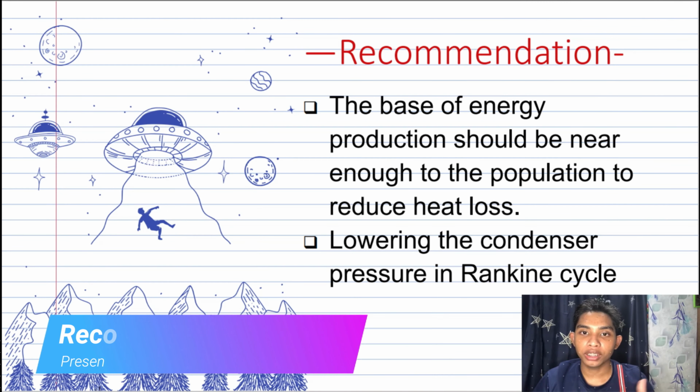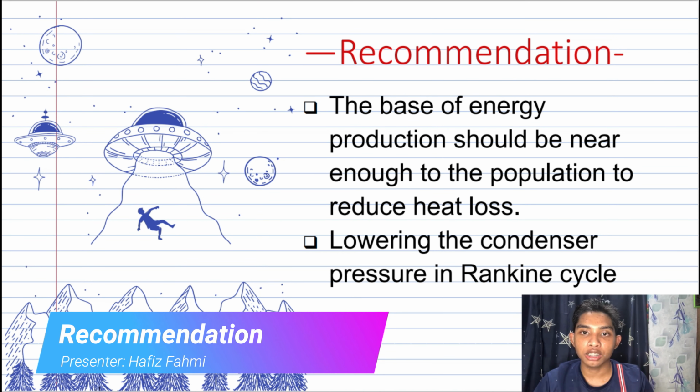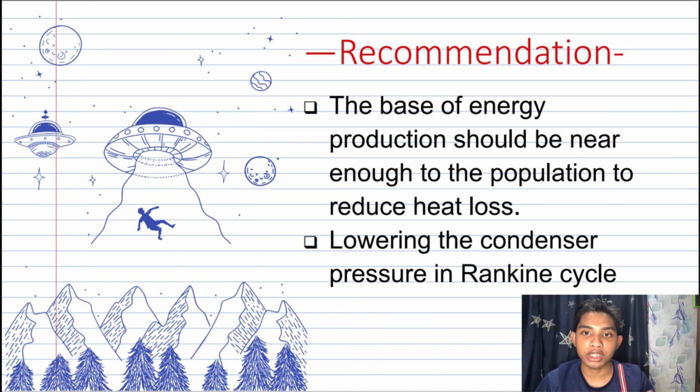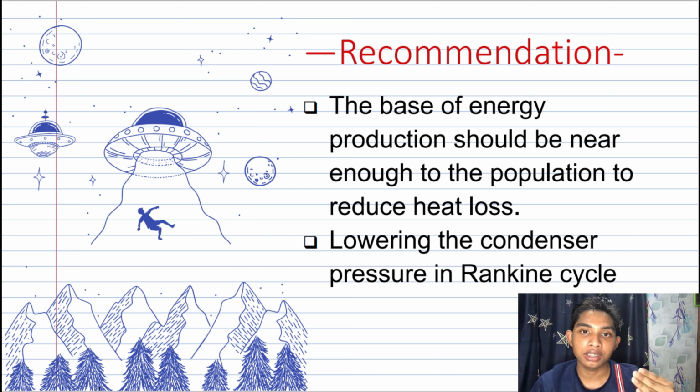The recommendation to increase the overall efficiency of the combined cycle power plant is, first, the place of energy production should be near enough and strategic to the population in order to minimize heat loss. This is because when the heat loss is reduced, the net output will increase, which leads to an increase in the thermal efficiency of the whole system. The second is lowering the condenser pressure in the Rankine cycle, which causes the steam to condense at a lower pressure. This will lead to greater expansion through the turbine, which will increase the net work done by the turbine.